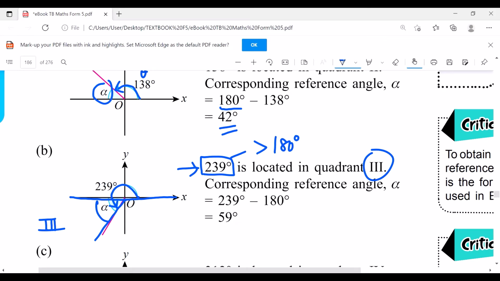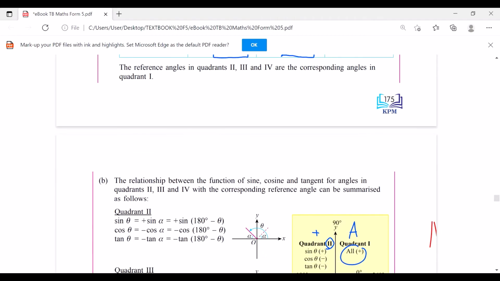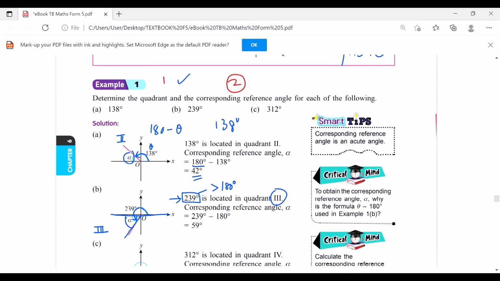So how do you find your alpha, your corresponding reference angle? Of course, you use the formula. Before this, we have already seen this formula. For the third quadrant, you want to find your alpha: it is theta, that angle you minus with 180. But for the second quadrant, it is 180 you minus the angle, the theta. So we go back to the question here.